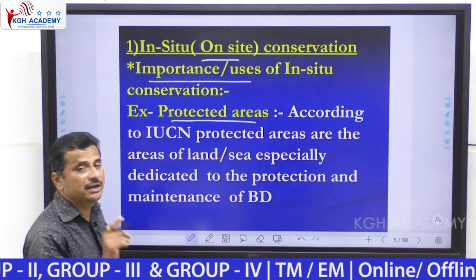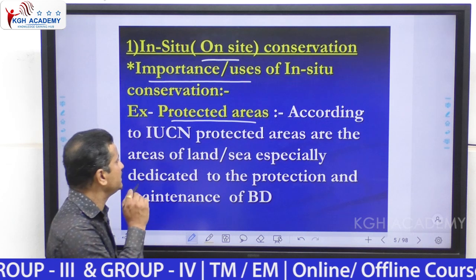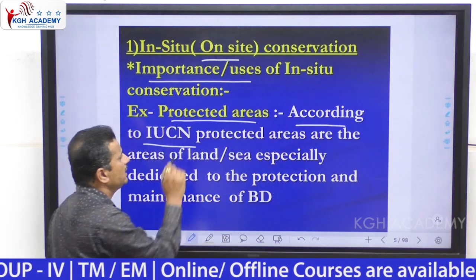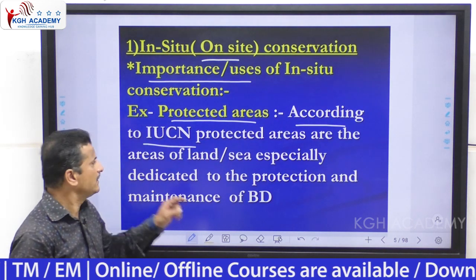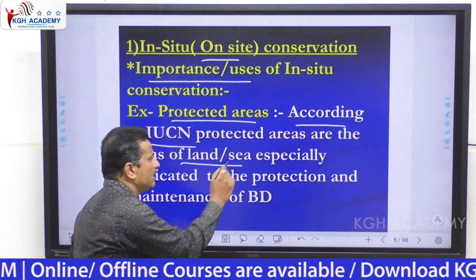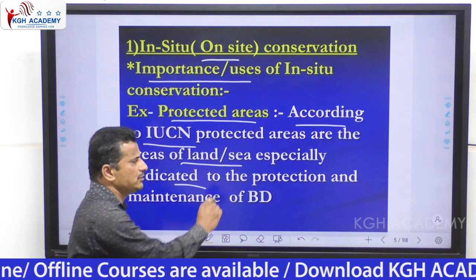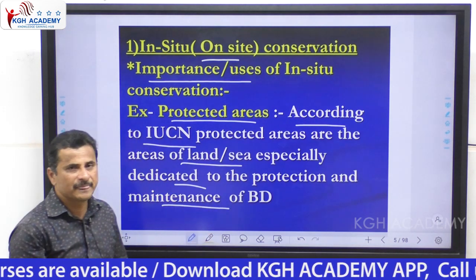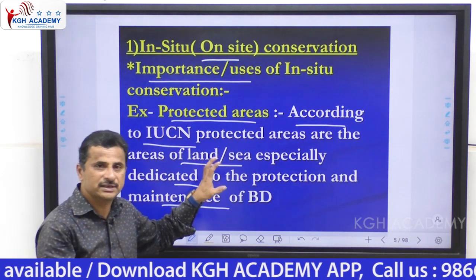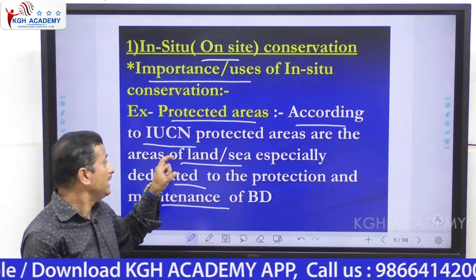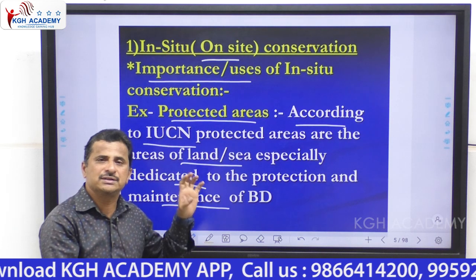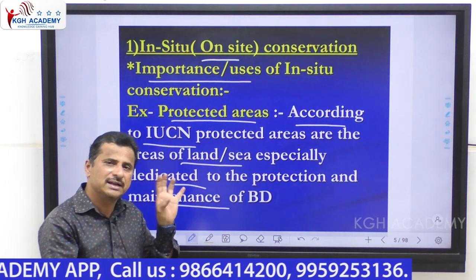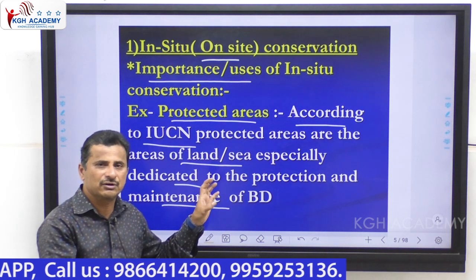According to IUCN, protected areas are defined like this: areas of land or sea especially dedicated to the protection and maintenance of biodiversity. This is the definition of a protected area. They are legally established, and generally the government controls these areas. These areas are strictly monitored and controlled by the governments.